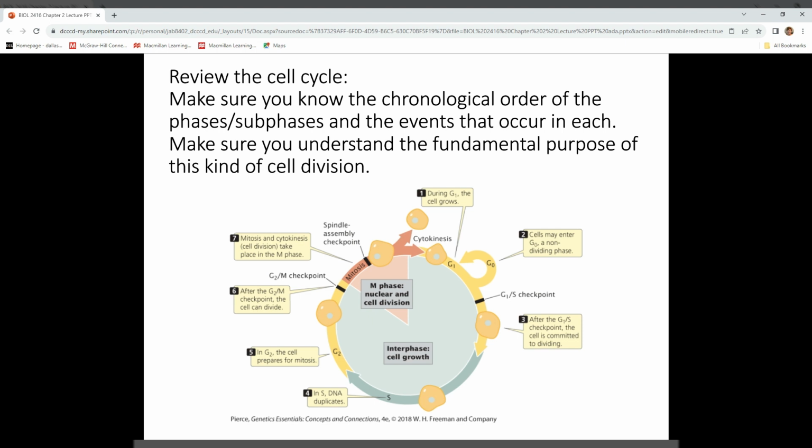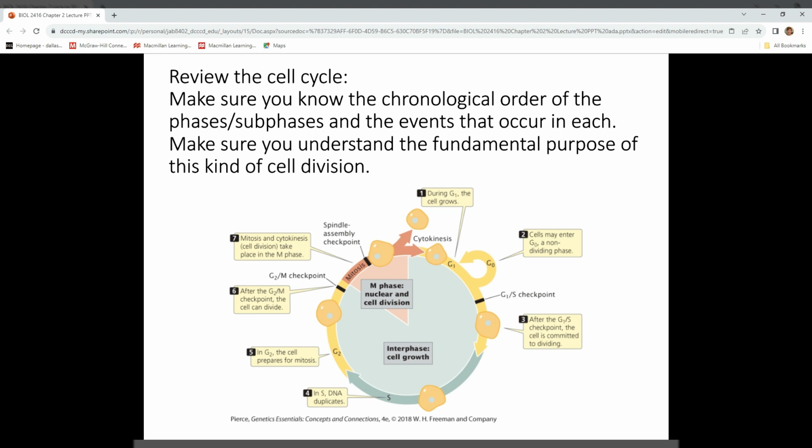So we will briefly go over a little bit of what's happening in each of these phases, but we're focusing mainly on what the chromosomes are doing since this is genetics. In the title of the slide, it says, make sure you understand the chronological order of the phases and subphases and the events that occur in each. And you'll find a nice summary in your textbook. Make sure you understand the purpose of this type of cell division.